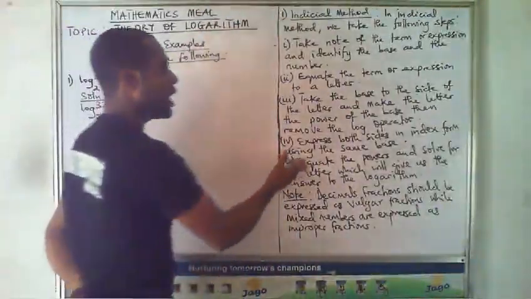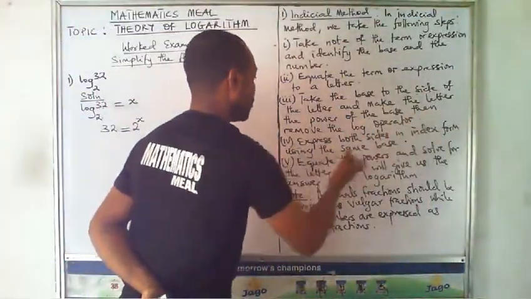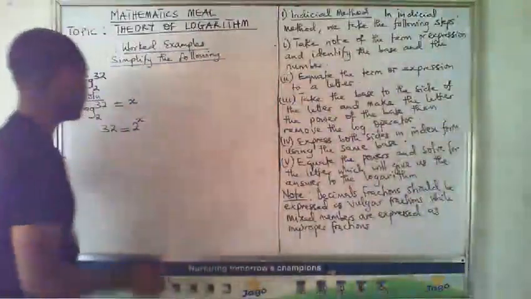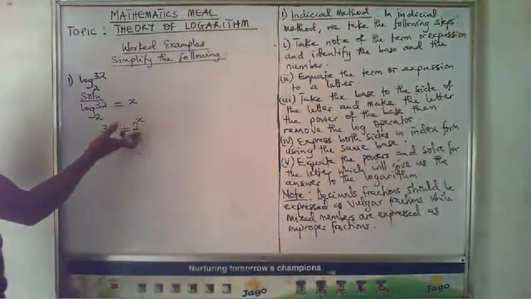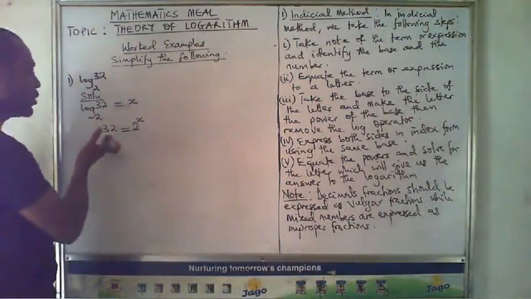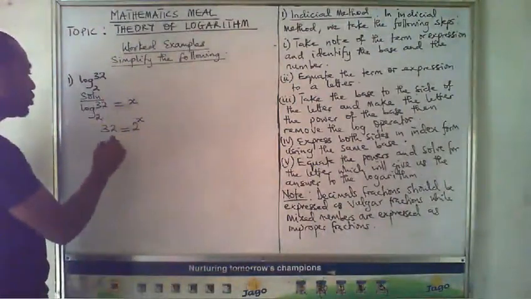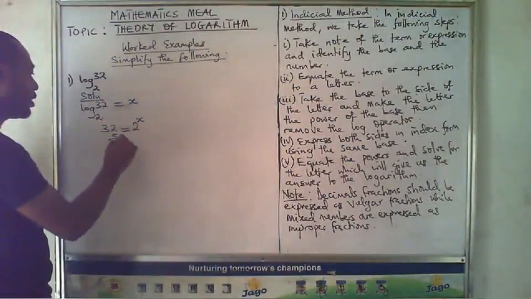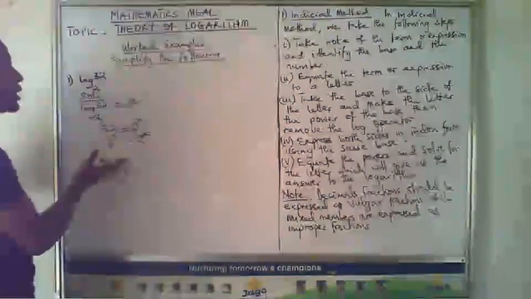Then the fourth one: express both sides in index form using the same base. This is already in index form, in base 2. Then we can also express 32 in base 2, in index form. So 32 is 2 raised to the power 5, which equals this now.